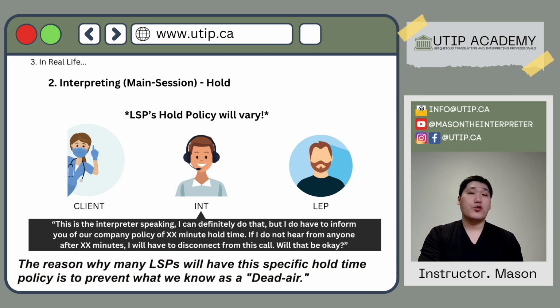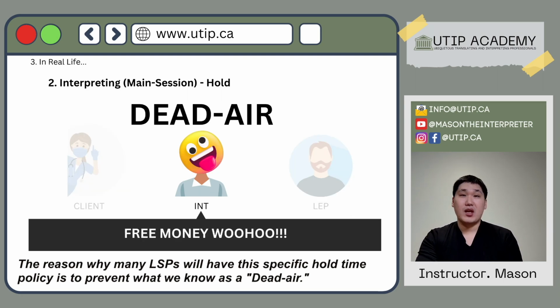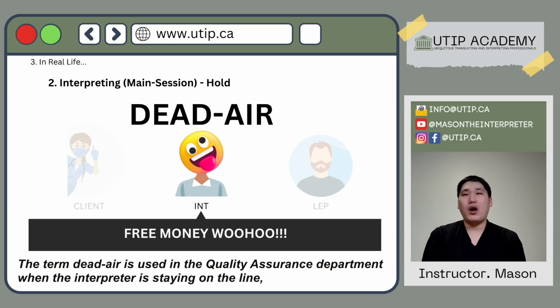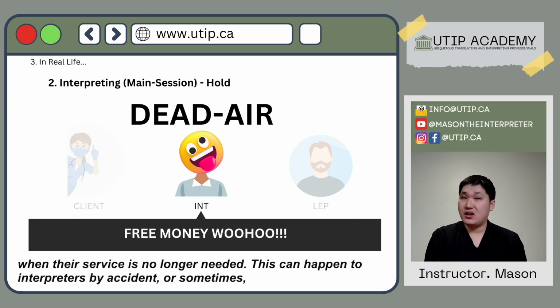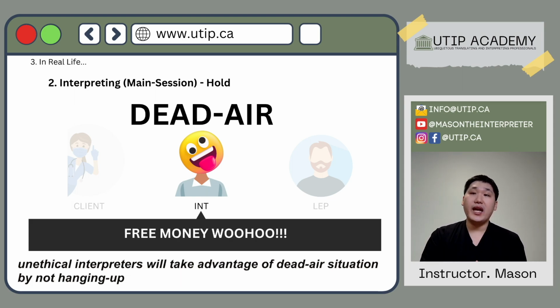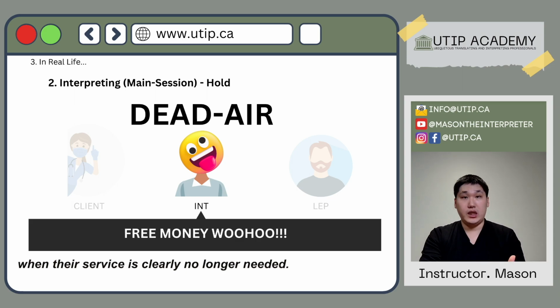The reason why many LSPs have this specific hold time policy is to prevent what we know as dead air. The term dead air is used in the quality assurance department when the interpreter is staying on the line when their service is no longer needed. This can happen to interpreters by accident, or sometimes unethical interpreters will take advantage of dead air situations by not hanging up when their service is clearly no longer needed.